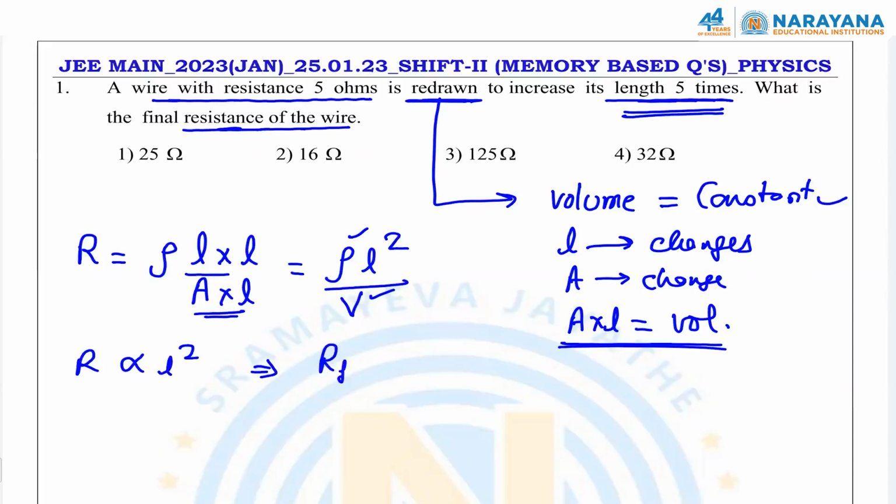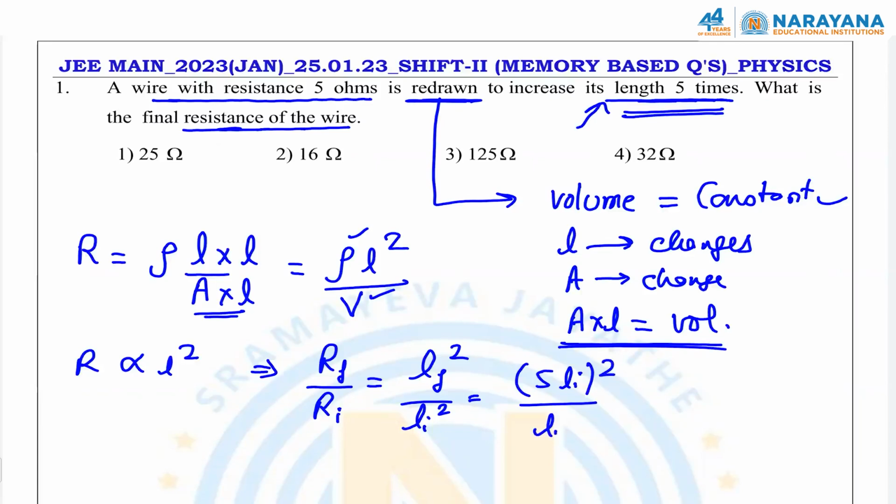Therefore, the final resistance over the initial resistance will be equal to final length squared over initial length squared. And it is given that the final length is 5 times the initial length. So this is 5 times initial length whole squared over initial length whole squared, and that is 25. So the resistance becomes 25 times. The original resistance is 5 ohm. So 25 times 5, 125 ohm would be the answer for this question. So third is the correct answer.